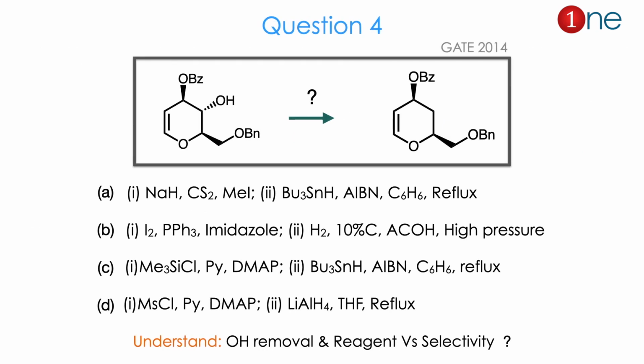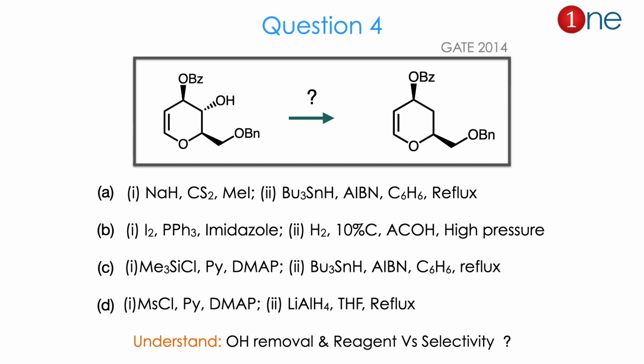Then question number 4. The starting material is a cyclic heterosystem with an alkene. So you have 3 OHs, 2 OHs are protected and 1 OH is not protected, which is anti to both the OHs there. They are asking for the reagent. They have given the product in which that OH is removed. From the reactant and product, that OH is removed stereospecifically. So they ask for the possibility.